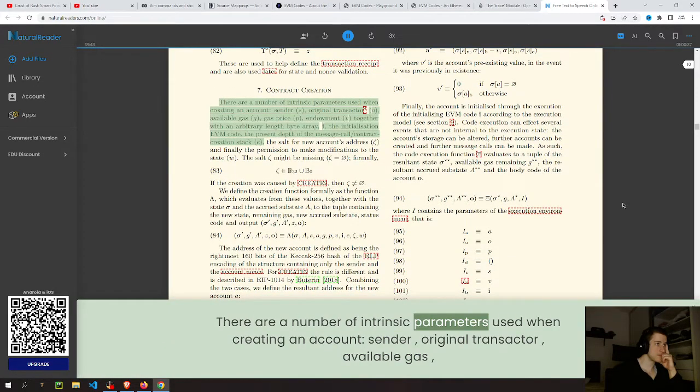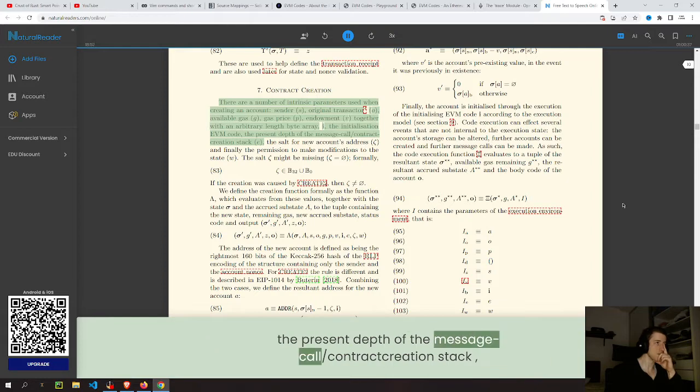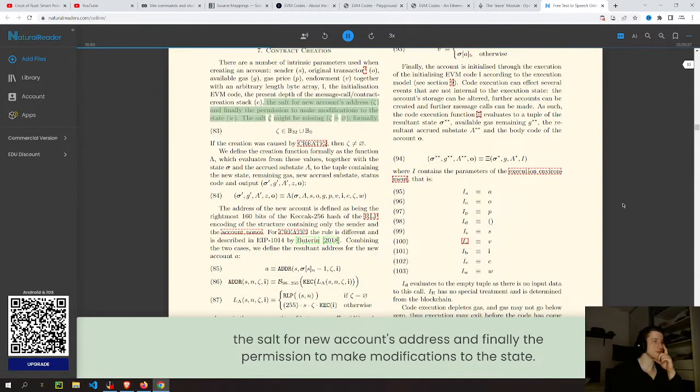There are a number of intrinsic parameters used when creating an account: sender, original transactor, available gas, gas price, endowment, together with an arbitrary length byte array, I, the initialization EVM code, the present depth of the message call / contract creation stack, the salt for the new account's address, and finally the permission to make modifications to the state.